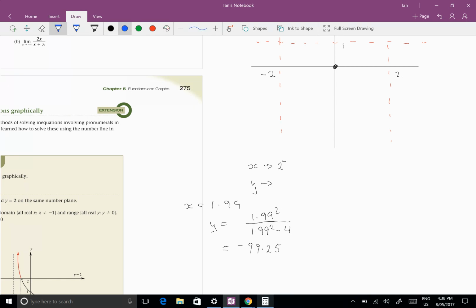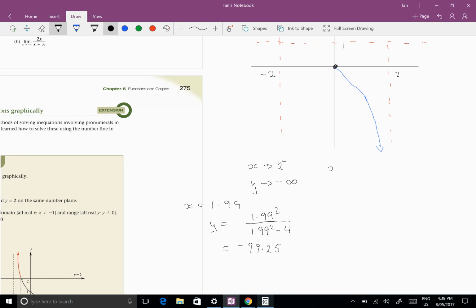So it's approaching, from this direction, negative infinity. I might just tidy that up, and we'll do it a bit better. So it's coming down here and approaching that. And we know it comes from that point. So it's looking like that. Here, as x approaches 2 from the negative side, y approaches negative infinity.